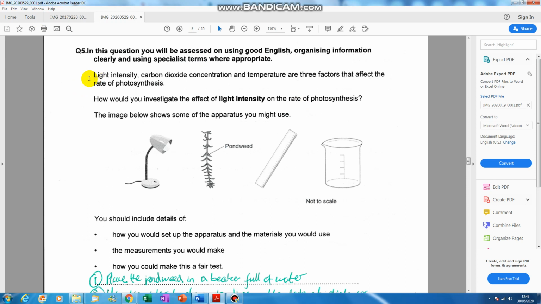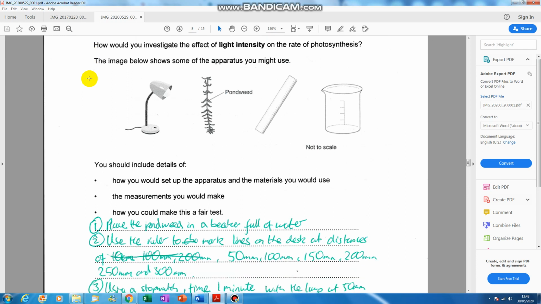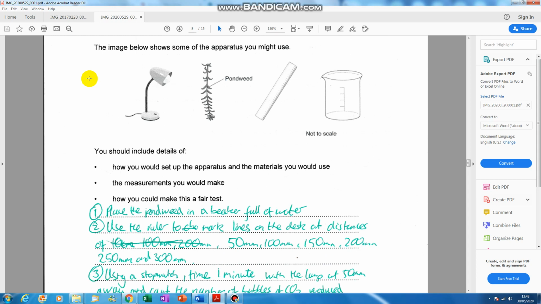Light intensity, carbon dioxide concentration, and temperature are 3 factors that affect the rate of photosynthesis. How would you investigate the effect of light intensity on the rate of photosynthesis? The image below shows apparatus that you might use. You've got a lamp, some pondweed, a ruler and a beaker. So we've got to include how we would set up the apparatus and what materials we'd use, the measurements we'd take, and how we make it a fair test.